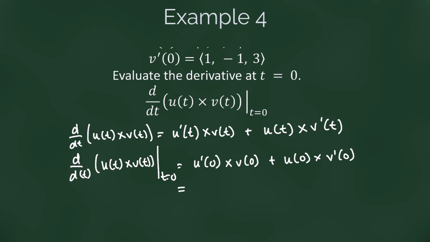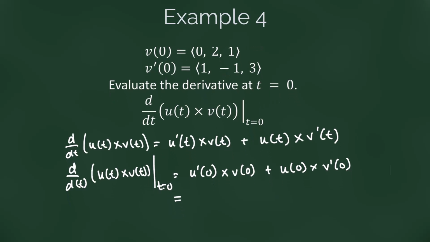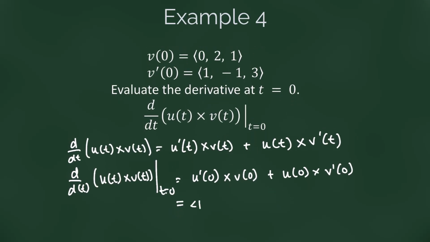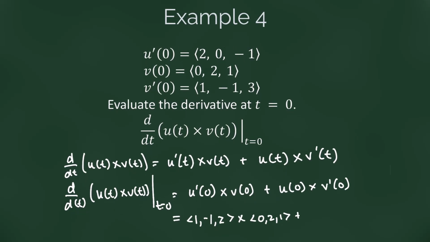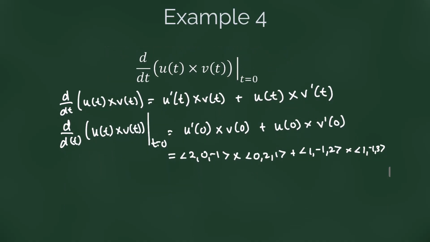All right, well, we know what those vectors look like. So u prime of 0 is 1, negative 1, 2. V of 0, so we're crossing that with 0, 2, 1. And then u of 0 is, whoops, that's what I just wrote down as u prime of 0. Let me fix that. This should have been 2, 0, negative 1, cross with 0, 2, 1. And then I'm going to add to that 1, negative 1, 2, crossed with v prime, which is 1, negative 1, 3. All right, so let's do the work for these cross products.